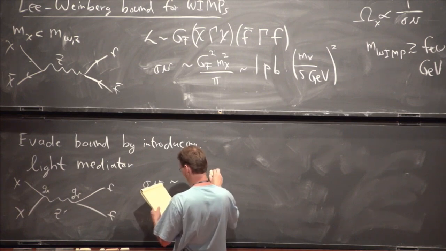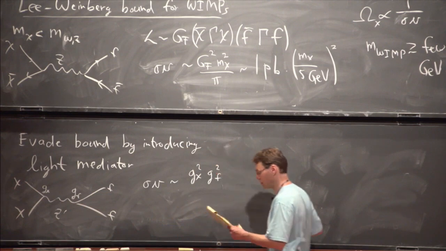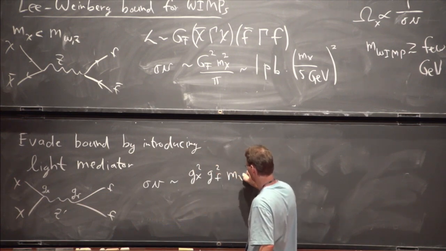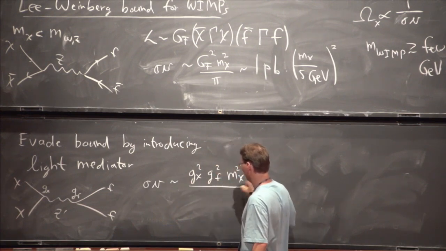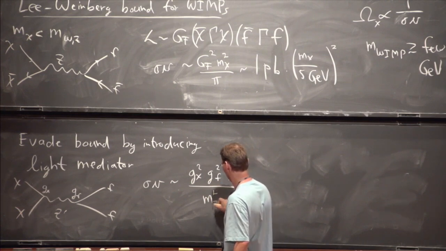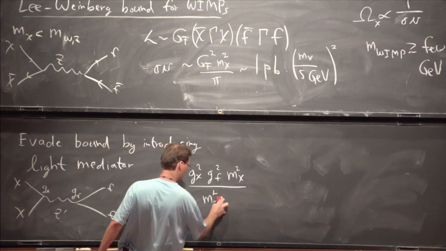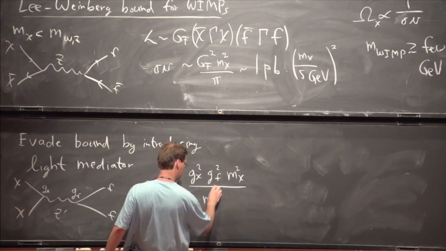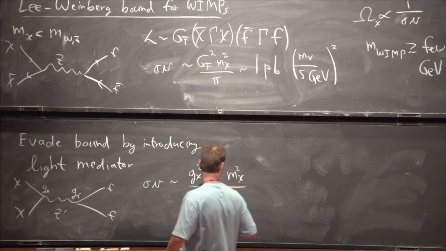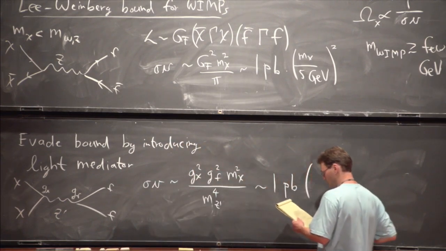So you've got G chi squared, G_F squared, so just each of these couplings squared in the cross-section, times the mass of the dark matter squared above, and then M_Z prime to the fourth in the bottom. And again, we can normalize it to a picobarn and put some numbers to this.